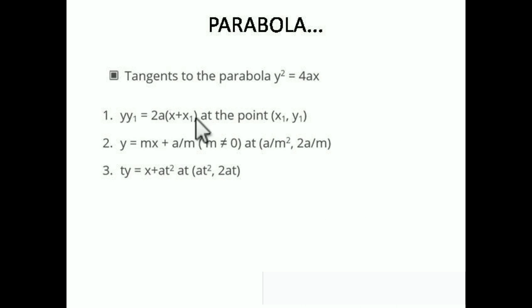This is an important topic, the tangent to the parabola. Now see, a tangent must be at some particular point. If we know the point, let's say it's (x1, y1), then the equation of the tangent is y y1 = 2a(x + x1). If we don't know the point, then we have to take a point on the parabola.